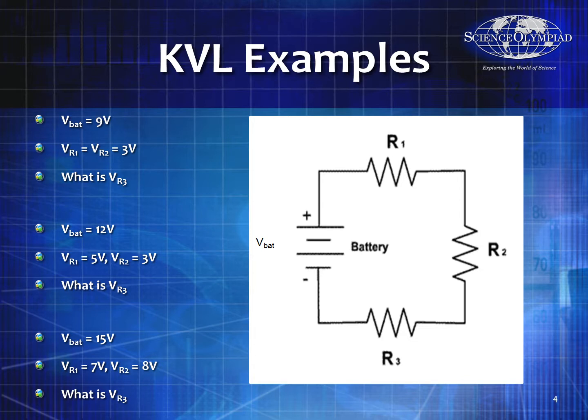Now let's look at the one where V battery is equal to 15 volts, and the voltage of R1 is equal to 7 volts, and the voltage of R2 is equal to 8 volts. What is the voltage of R3? It's 0 volts, because 15 volts is equal to 7 volts plus 8 volts plus VR3. Subtract 15 volts from both sides, and VR3 is equal to 0 volts. And that could happen very easily if the resistance in R3 is 0.